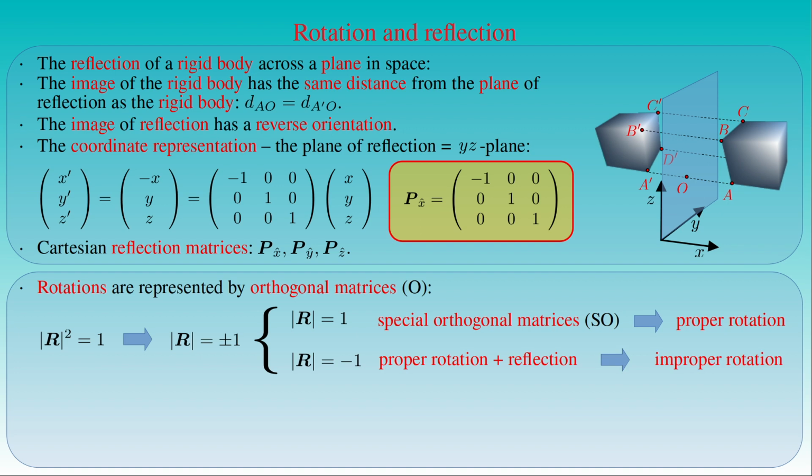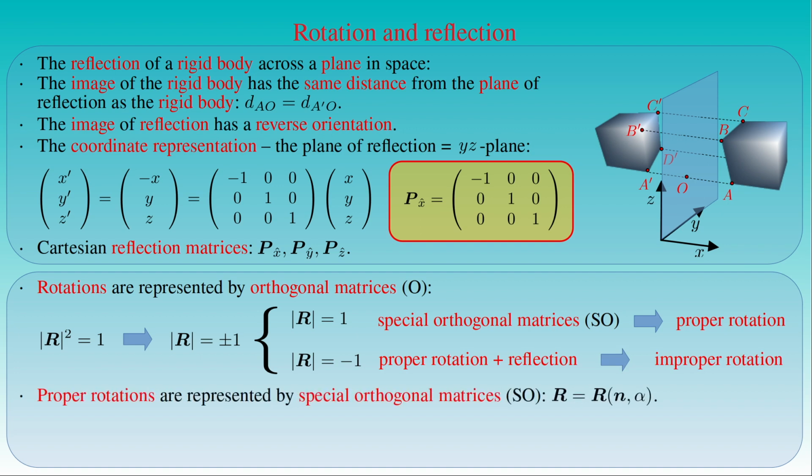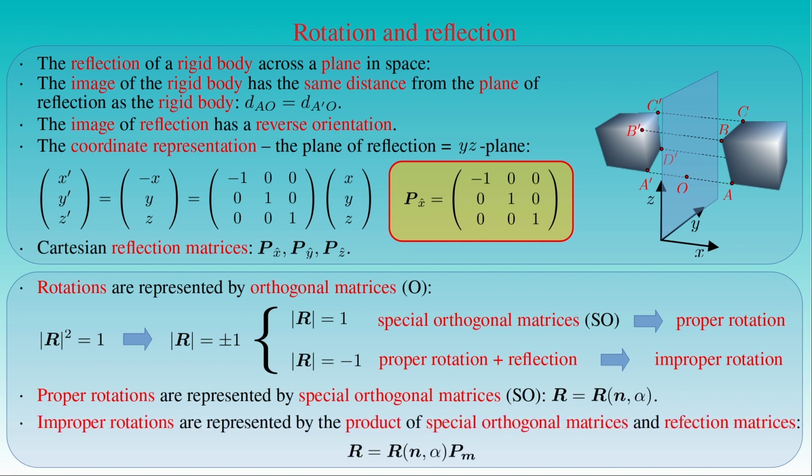Then we conclude that a general rotation about an axis given by the unit vector n through the angle alpha is represented by special orthogonal matrices, which can have different elements in different coordinate systems but their determinant is always equal to 1. Improper rotations are represented by the product of a special orthogonal matrix, depending on a given unit vector n and angle alpha, and a reflection matrix P sub m, where m is the unit normal to a plane of reflection.